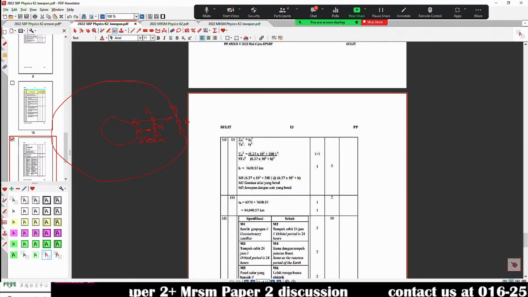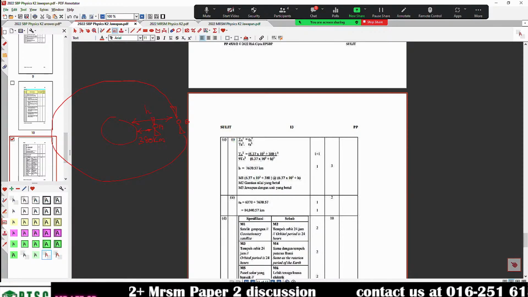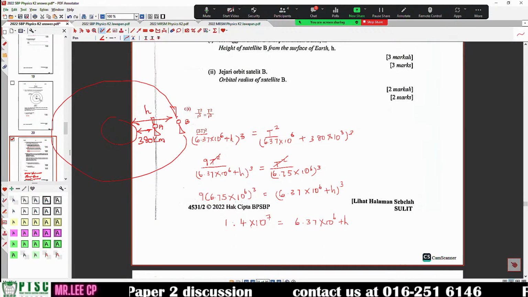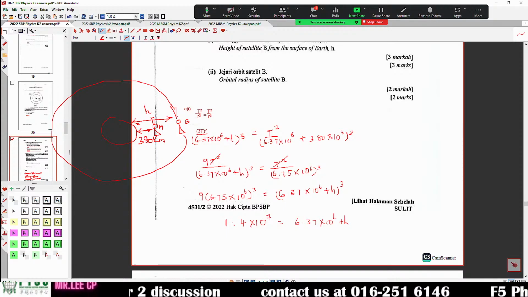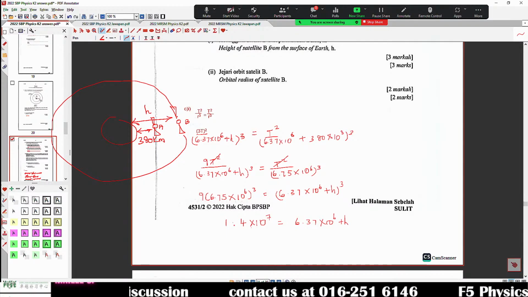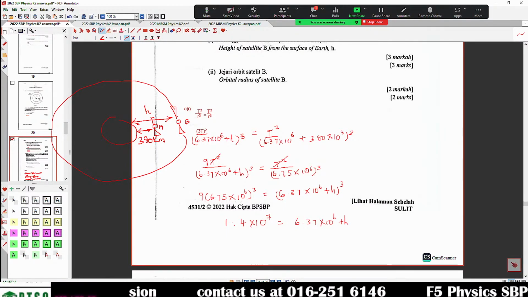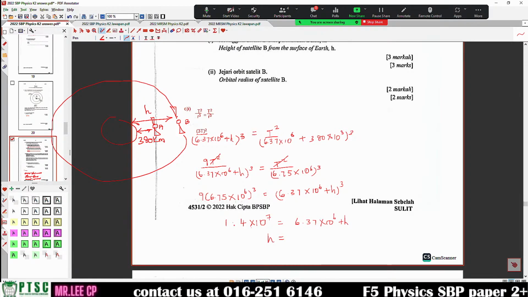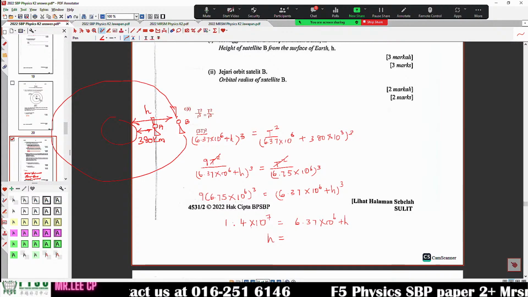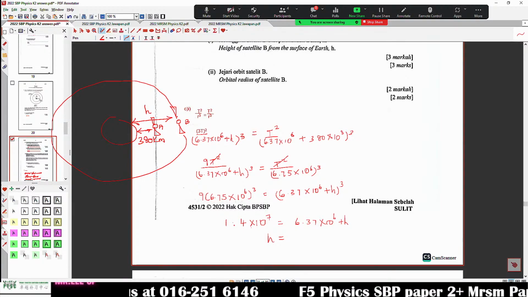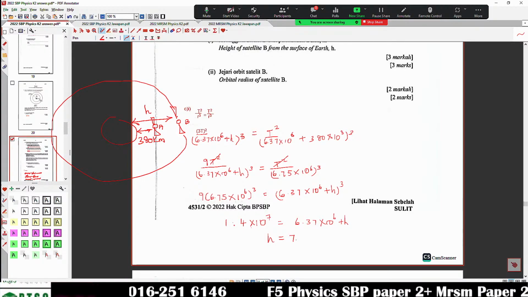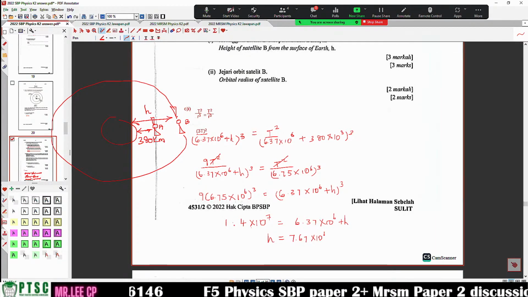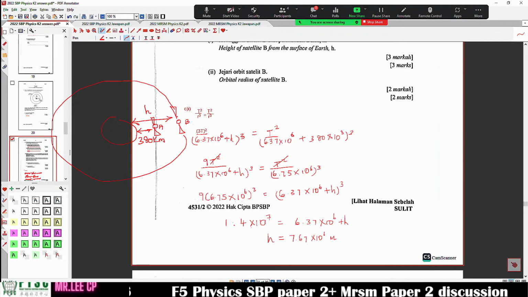380 and 10.3. Oh, the answer is in km. Alright, I know already. So my number is big, it is okay because it is in km. I got my answer as h, if I bring it to here, I get 7.67 times 10 to the 6 meter. My answer is in meter.